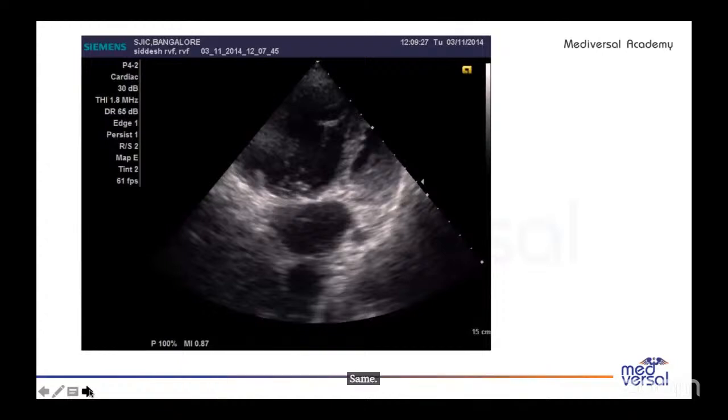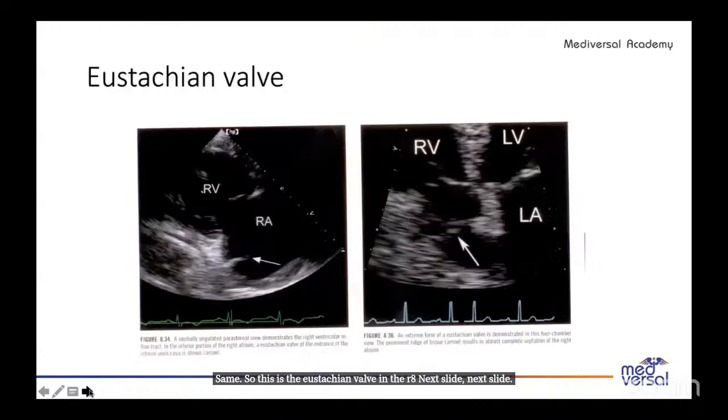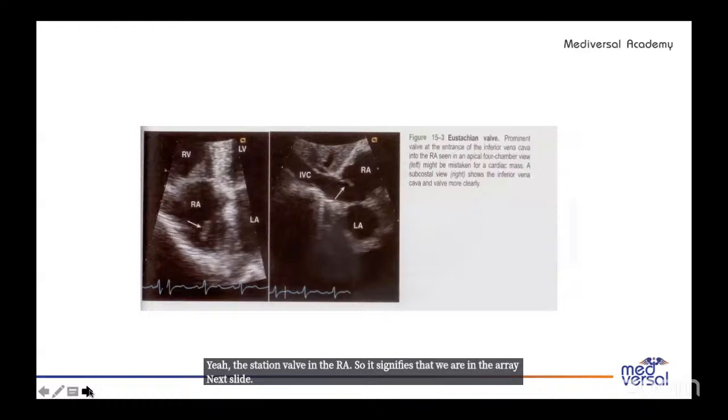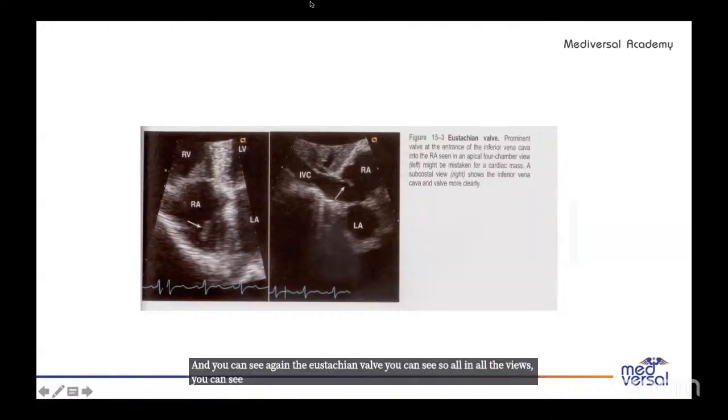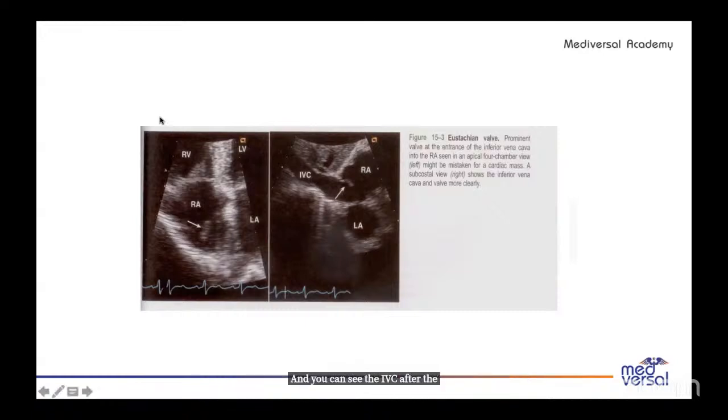So this is the eustachian valve in the RA. Next slide. Yeah, the eustachian valve in the RA. So it signifies that we are in the RA. Next slide. And you can see the RA, again the eustachian valve you can see. So in all the views, you can see the eustachian valve. I think this is the subcostal view, and you can see the IVC after the eustachian valve. Next slide.